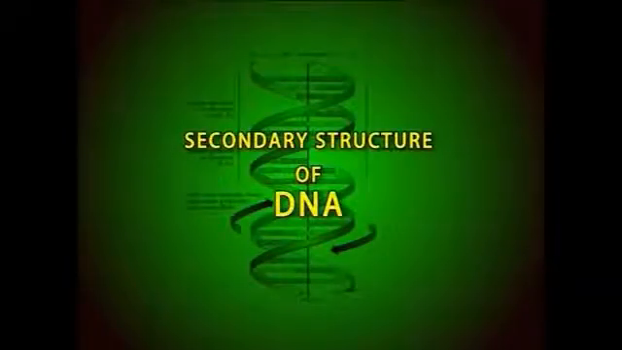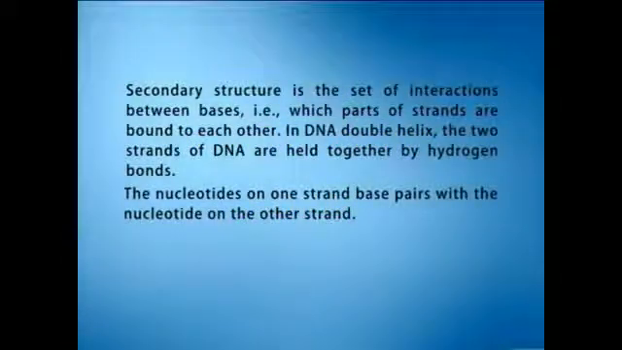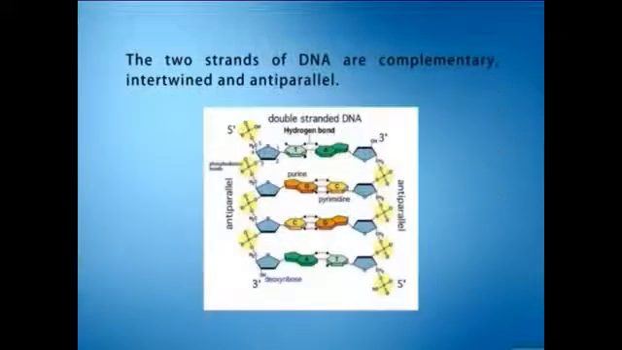Next, secondary structure of DNA. Secondary structure is the set of interactions between bases, that is, which parts of strands are bound to each other. In the DNA double helix, the 2 strands of DNA are held together by hydrogen bonds. The nucleotides on one strand base pair with the nucleotides on the other strand. The 2 strands of DNA are complementary, intertwined, and antiparallel.